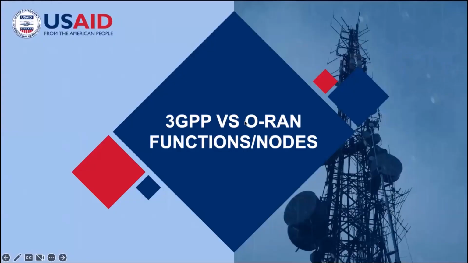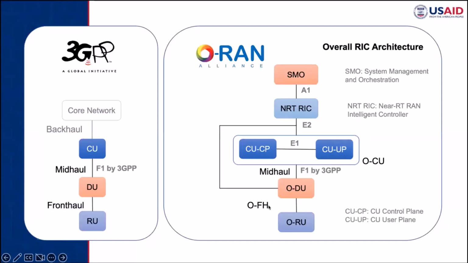Okay, so aside from the 3GPP specifications and the OSI model, let's look at the different functions and nodes in 3GPP and ORAN. We are already familiar that we have the core network, and the core network connects to the baseband unit through the backhaul or the transport network. And then the baseband unit is composed of the CU and the DU. Again, the CU is the centralized unit, the DU is the distributed unit.